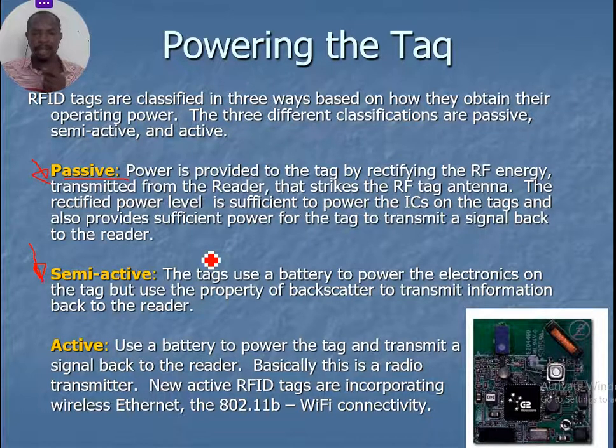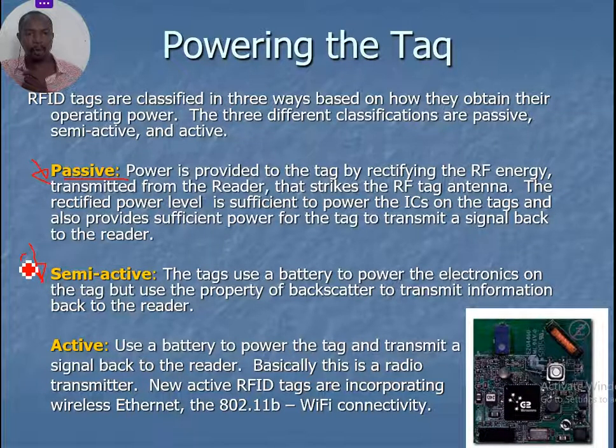So in a nutshell, the passive means of receiving power in the tag is simply by rectifying the RF energy coming from the reader. And when this energy strikes the tag's RF antenna, it will be absorbed. This rectified power level is sufficient to power the ICs in the electronic circuitry and the antennas and everything else, and also enough to transmit the signal back to the reader. Okay, now let's go to the semi-active way of receiving power in the tag.